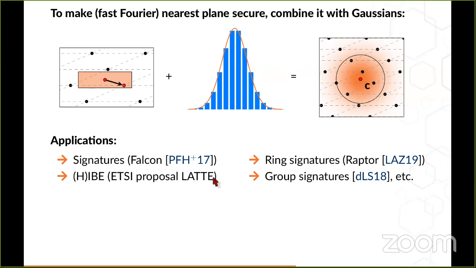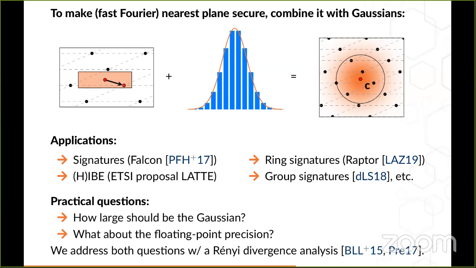There is also a NIST proposal for HIBE, so hierarchical identity-based encryption, and it's called Latte. And I believe that they also mention fast Fourier sampling as a way to extract the user keys. And there are also ring signature schemes and group signature schemes which use fast Fourier sampling as a building block in the scheme. So this does raise some practical questions.